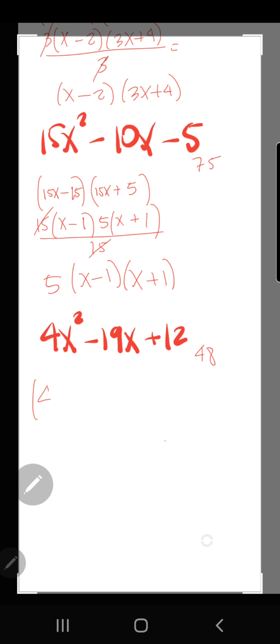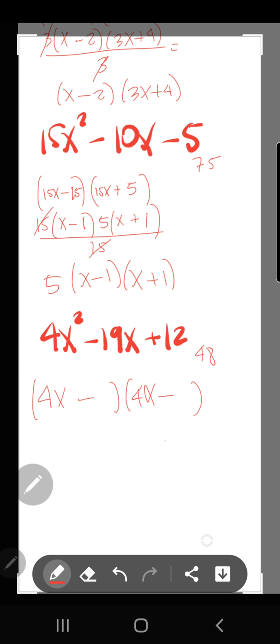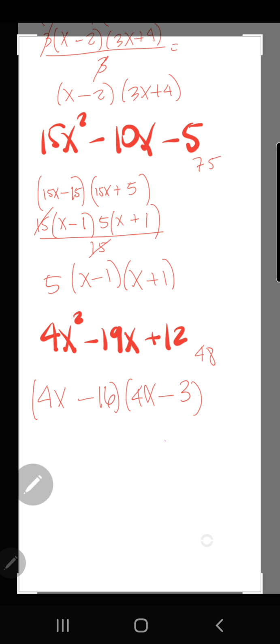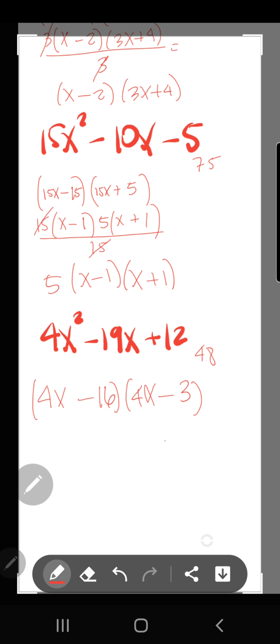The third example will be 4 times 12 is 48. So you will have 4x minus, and 4x, minus times plus is minus. You will look for two numbers which multiplied are 48 and added, because they are the same sign, are 19. So the numbers can be 16 and 3. So 16 times 3 are multiplied 48 and added 19.